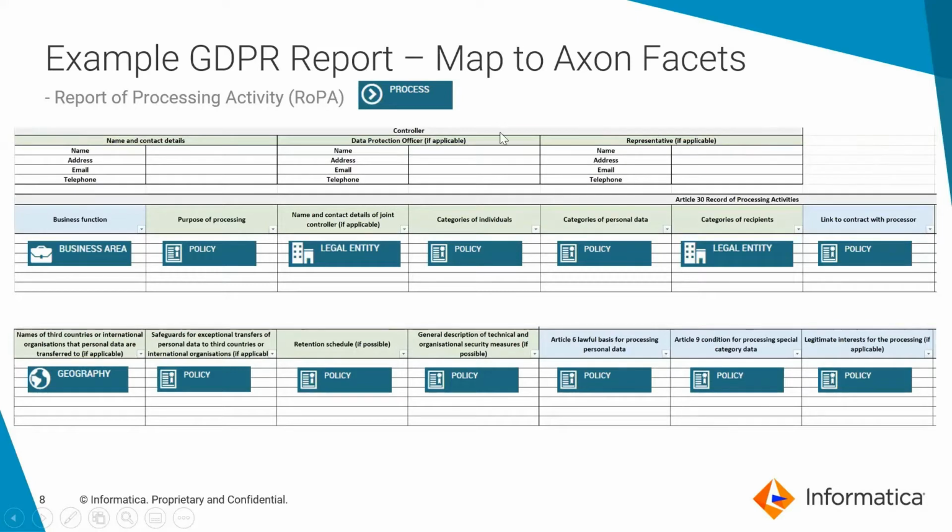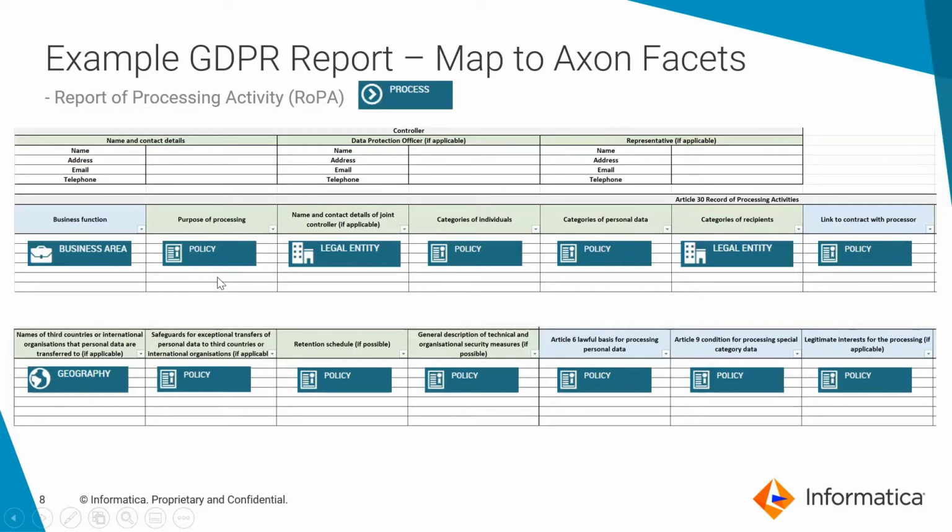Where we get into the Axon aspect of this is down here. Each one of these columns represents a different kind of information that we can keep in Axon. So the business function would map to the business area in Axon. The purpose of processing would be a hierarchy of policies that lists the different purposes of processing. Because in Axon, not only do we use policies for things like down here, the safeguards for exceptional transfer, so this would be your data security policies, your record retention schedules would be policies, but we're also using the policy facet as a categorization or a classification tool. And so we'll create a hierarchy of the purpose of processing names in the policy facet.